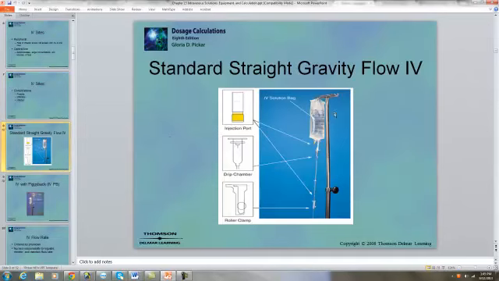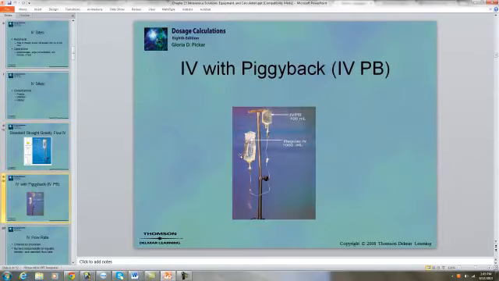This is a straight gravity flow IV. This is the IV bag, the injection port, the drip chamber, and the roller clamp. This is an IV with a piggyback. It's where you can give an antibiotic or blood. It's attached here.